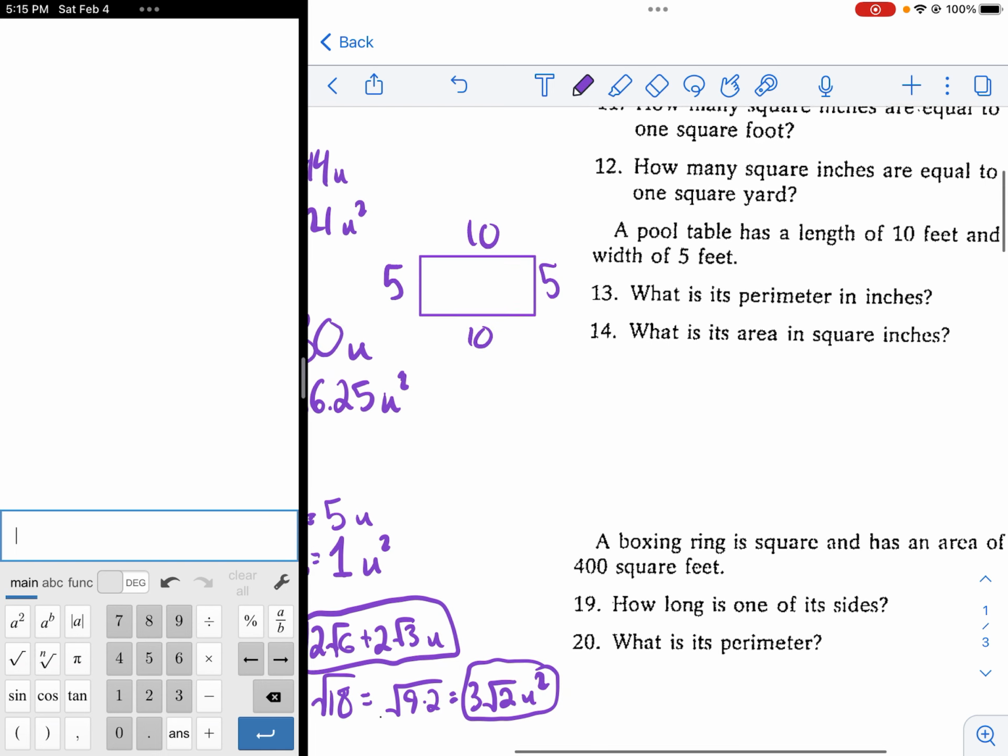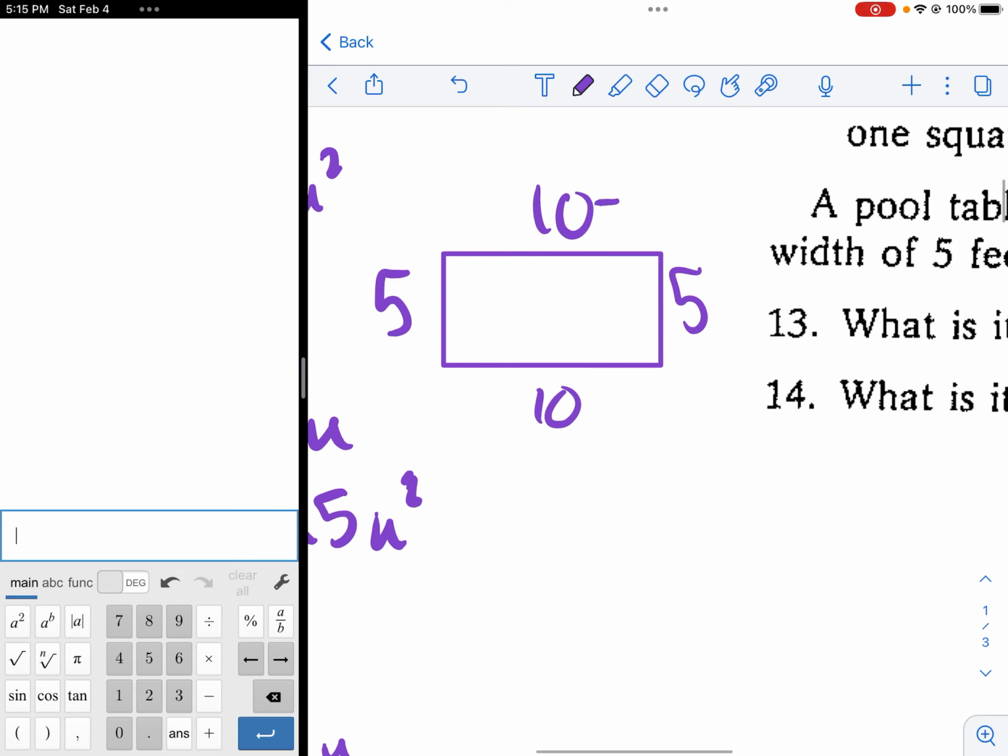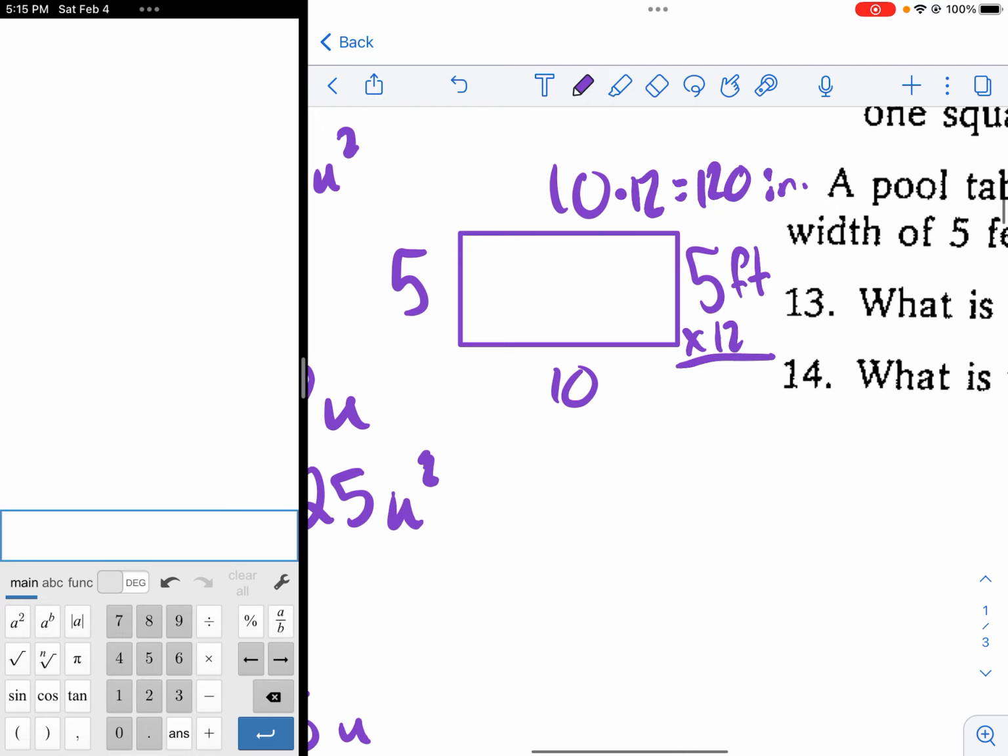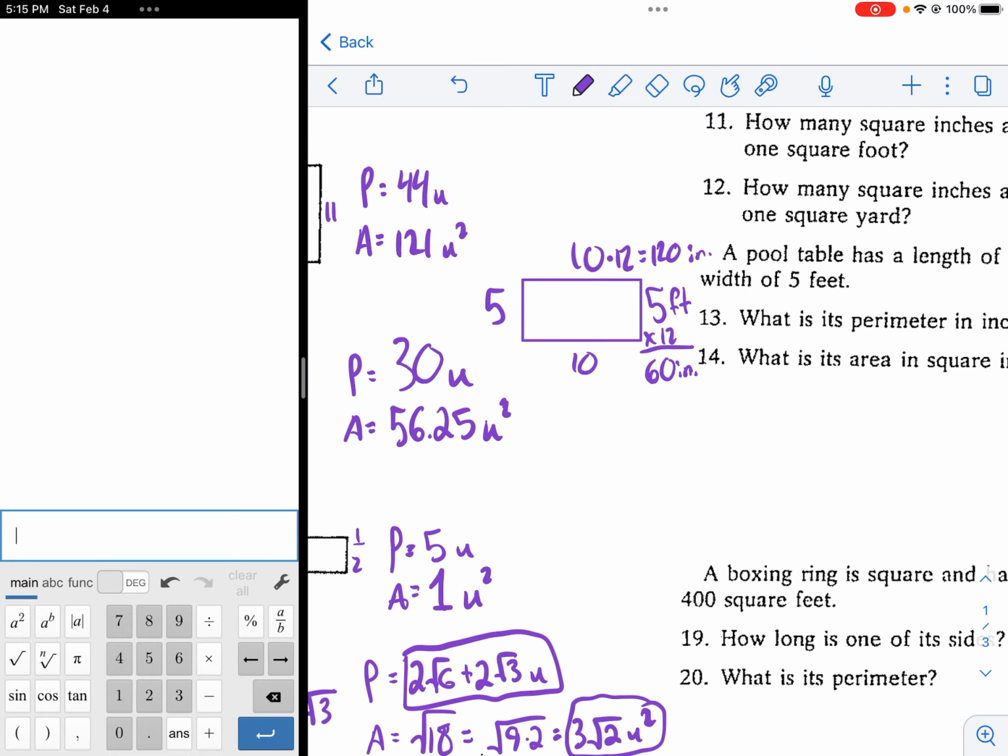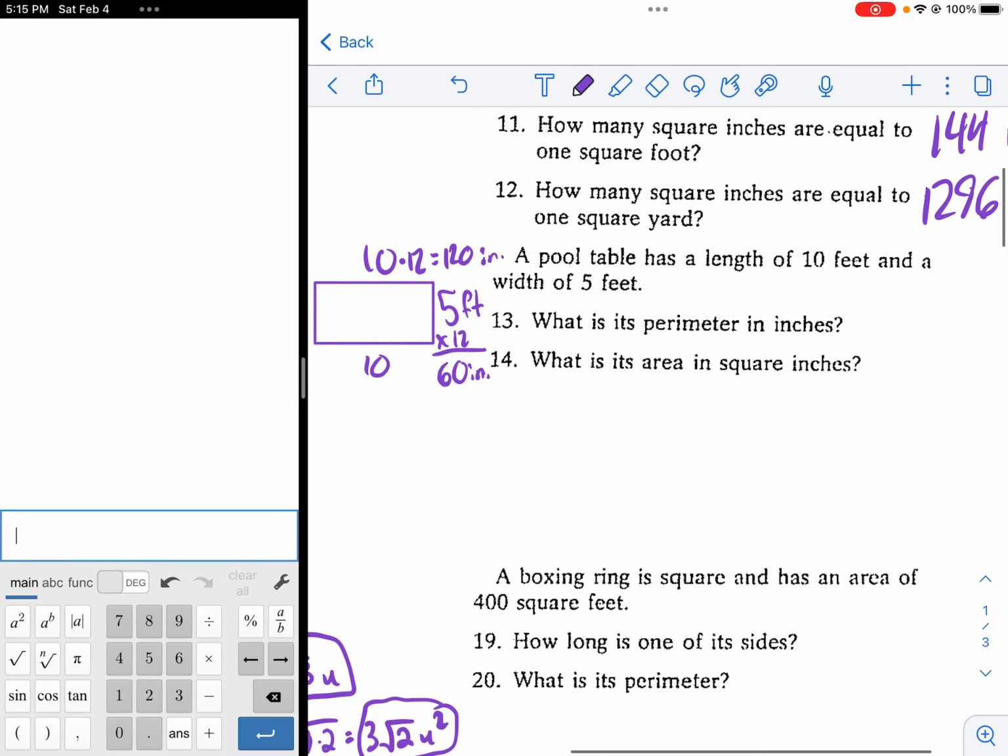We can think of 10 feet as how many inches, right? We have to multiply by how many? We multiply by 12. So that would be 120 inches. And then making our 5 feet in inches, we take 5 feet times 12, and we get 60 inches. So if you're 5 foot tall, you are 60 inches tall as well.